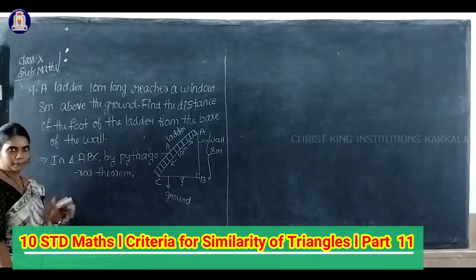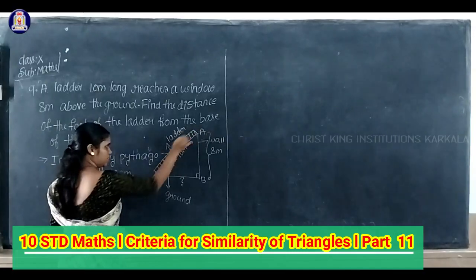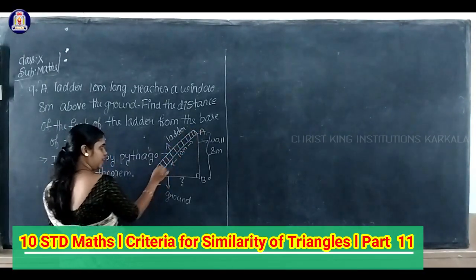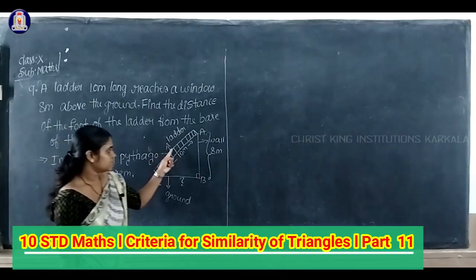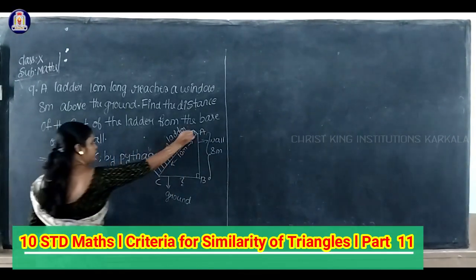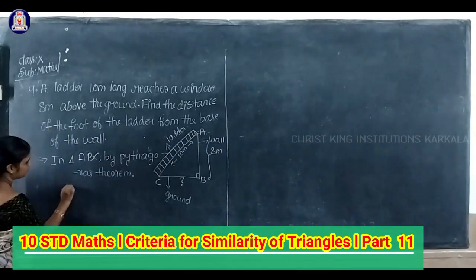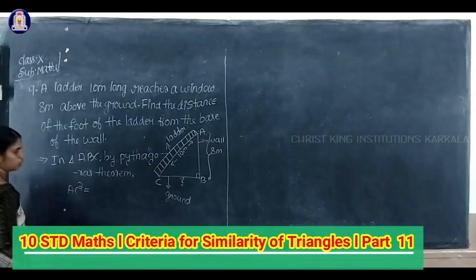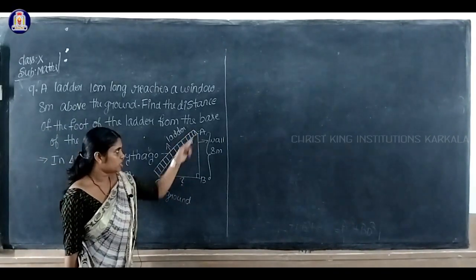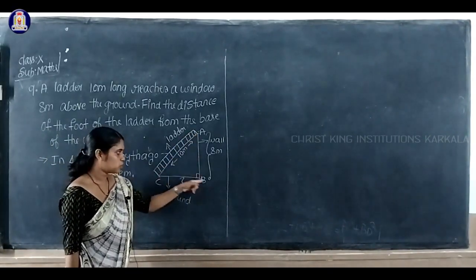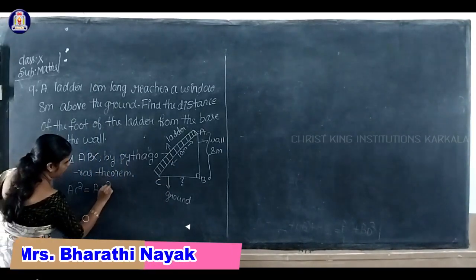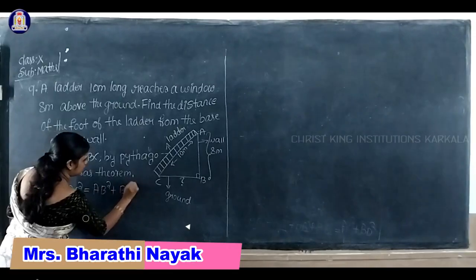after applying the Pythagoras theorem, what does it say? Square on the hypotenuse. What is the hypotenuse side here? AC is your hypotenuse side, opposite to 90 degree. So the square on this side AC, that is AC square, equals the sum of the squares on the other two sides. Which are the other two sides? AB square plus BC square.